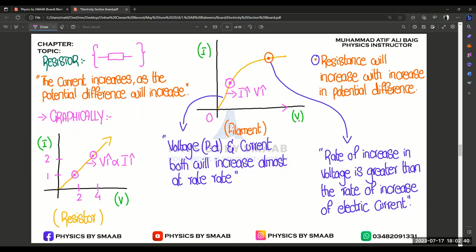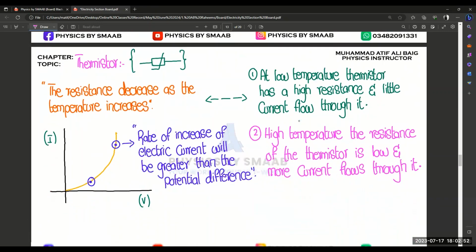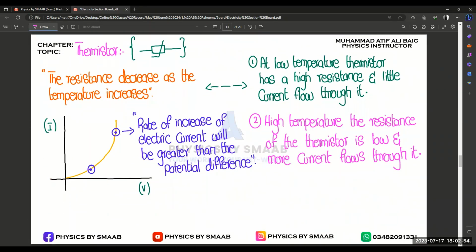And in the third concept, we discussed the filament, where the voltage will increase at a greater rate as compared to electric current, right? And the final thing is the thermistor, which is completely opposite to the filament. In this situation, current increases with high temperature. High temperature means high electric current, low temperature means low electric current. So basically this is the reverse of the filament.